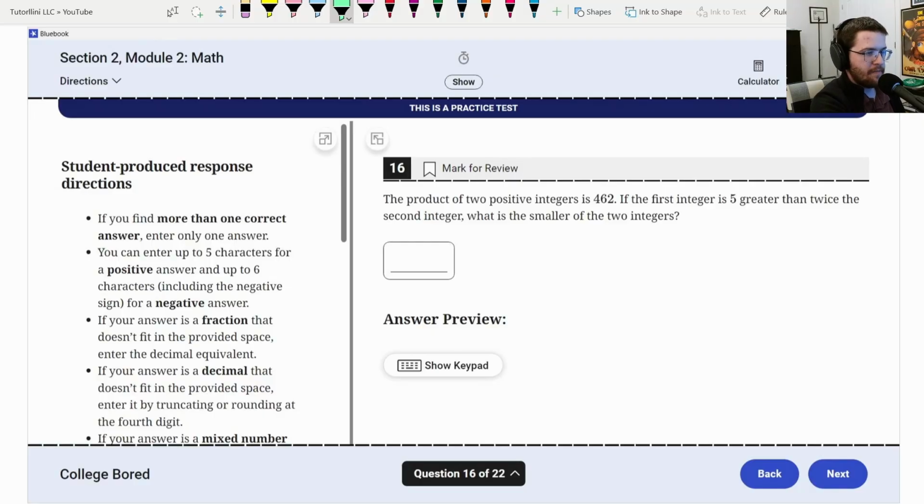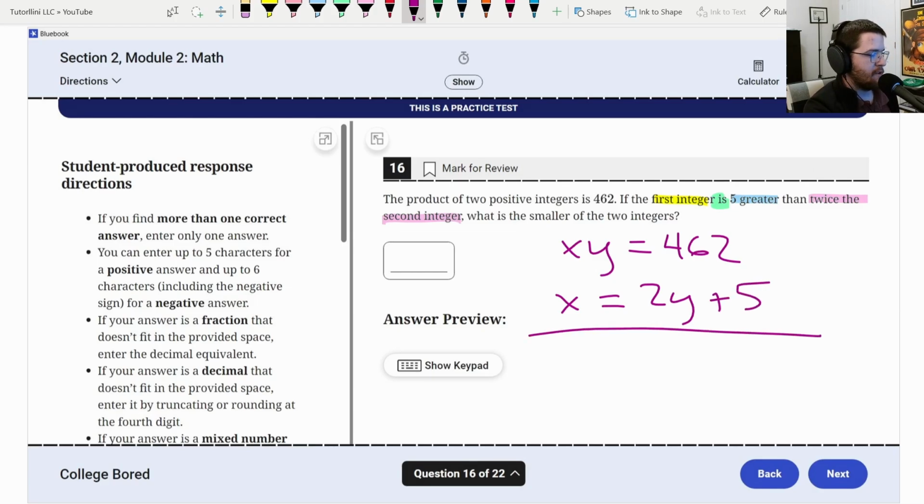Okay, question 16. So the first part says the product of two positive integers is 462. Product means the result of a multiplication. I'm going to call the two integers x and y. So x times y equals 462. And then it says the first integer, which I'll call x, is 5 greater than twice the second integer. So x equals twice the second integer, that's 2y, and then 5 greater would be plus 5.